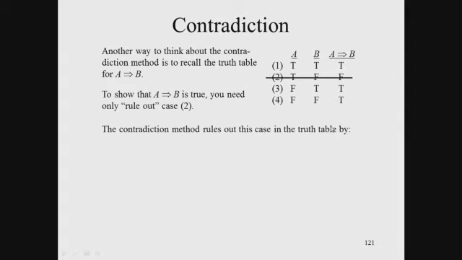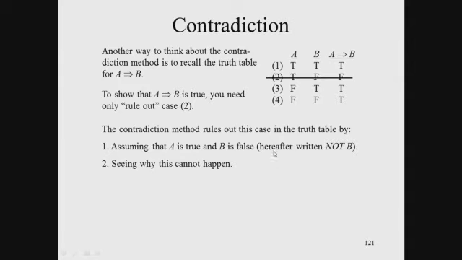And here's how we do that. We actually assume that case 2 happens. That is, we assume that A is true and B is false. From here on, I'm going to write the statement that B is false as not B. So we assume A is true and B is false, and then somehow we need to see why this cannot happen. What does it mean to see that this cannot happen?